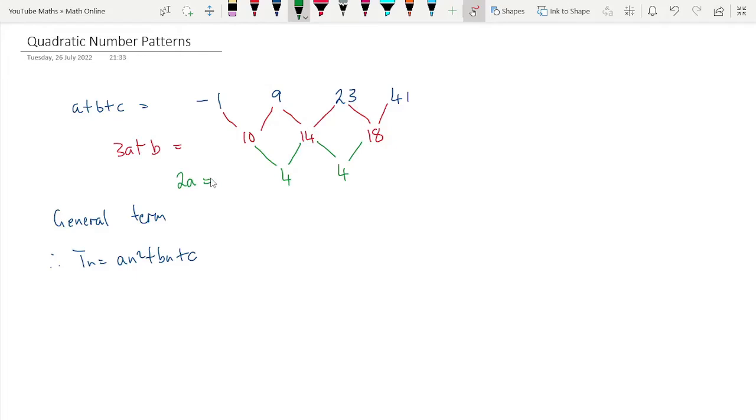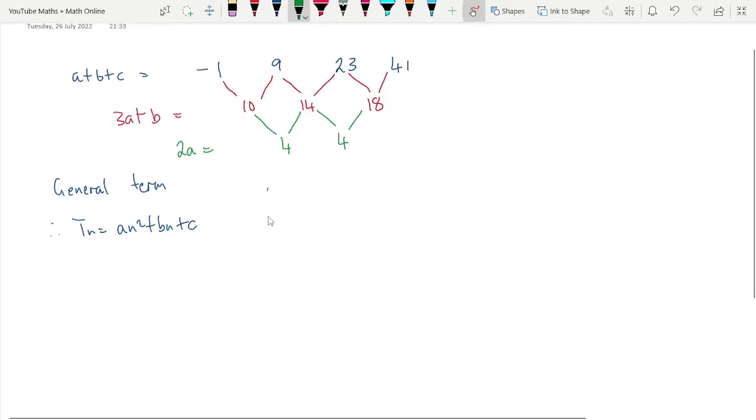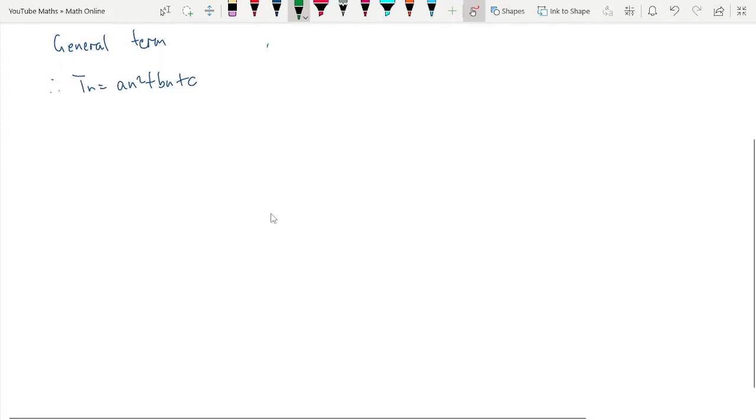Now I've got some comments from people asking, where do I get these formulas? How do we know if they work or not? So what I'm going to do in this video is prove these formulas. I'm going to derive these formulas from a general quadratic sequence. So now let's move on from this and look at the general term.